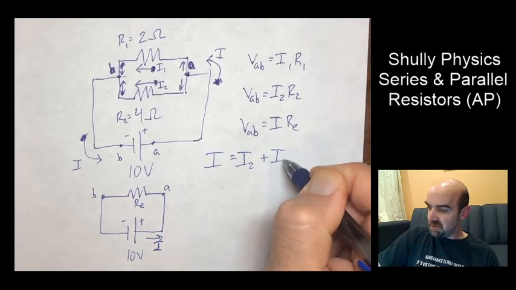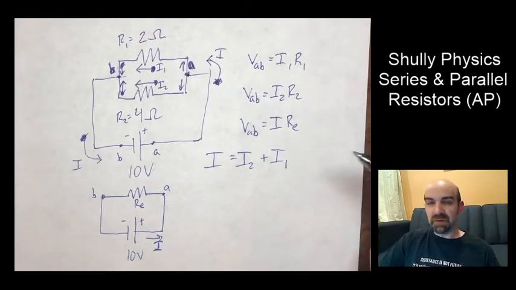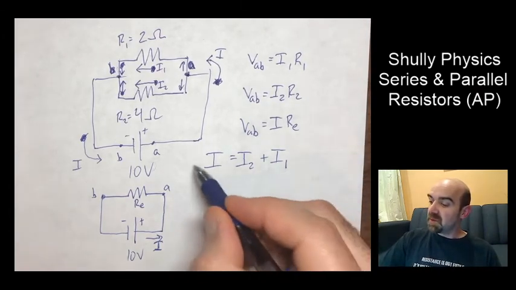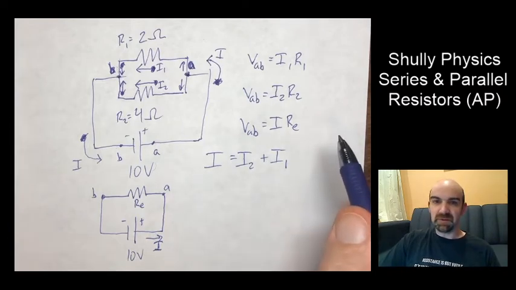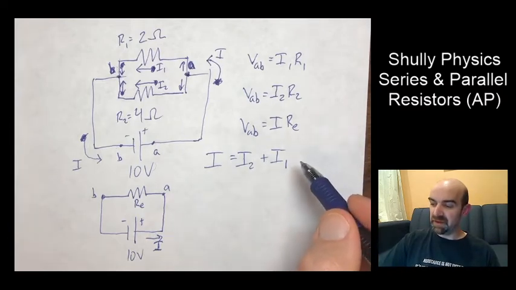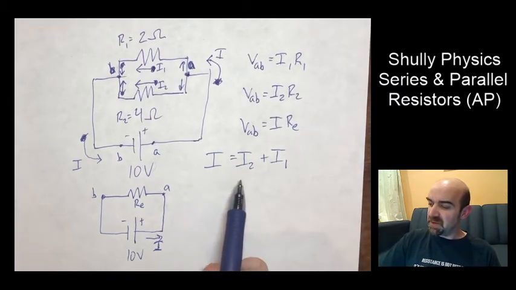This is something we're going to come back to. Oops, I did 2 and 1. Okay, backwards. 1 and 2, 2 and 1, doesn't matter. It's called the Junction Rule, Kirchhoff's Junction Rule. We're going to get back to that later on. Don't worry about that for now. So we also have this relationship, I equals I2 plus I1.